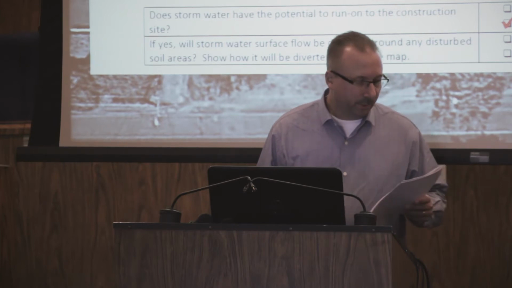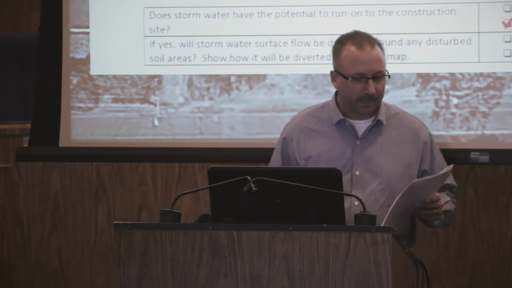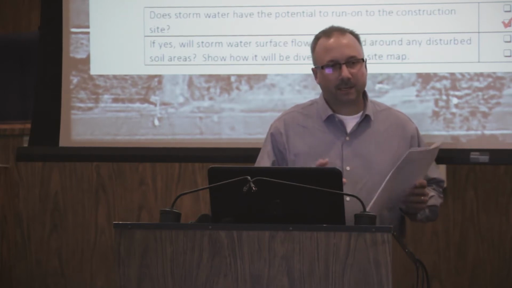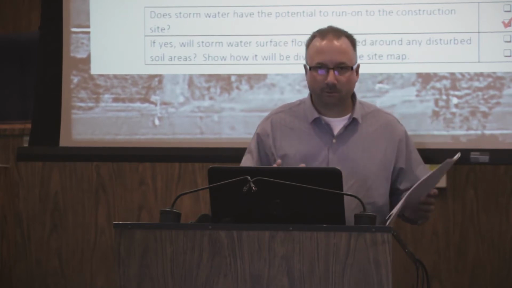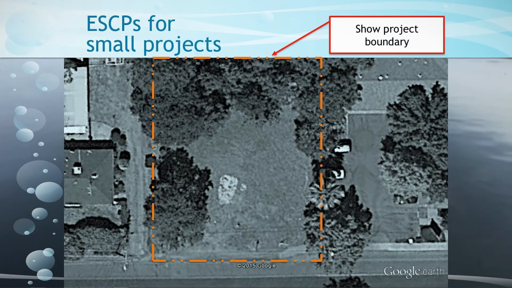If yes, will stormwater surface flow be diverted around any disturbed soil area? So in our case, we picked no, but then in that case, it's querying them saying, okay, you're going to need to show how you're going to manage this run-on. So let's go to our project site and let's take a look at it. Now, when they're drawing the diagram of the site, the map of the site, it's very important that they include something that's quite obvious, at least in the requirement, but we see many maps that do not get submitted with this, is the boundary. We want to know the project boundary.